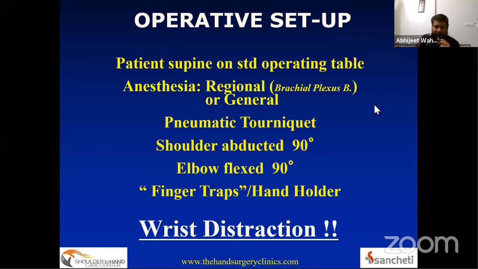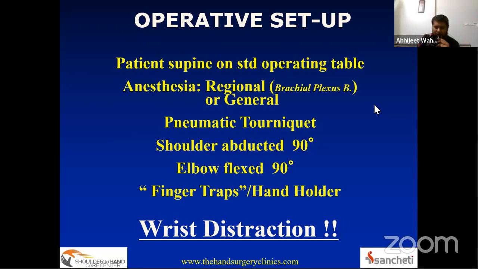So the operative setup is pretty standard for wrist arthroscopy. The patient is supine on a standard operating table. We use either regional or general anesthesia. Tourniquet may or may not be used. PC Ho from Hong Kong uses only portal site local anesthesia. The shoulder is abducted to 90 degrees and the elbow is flexed to 90 degrees.